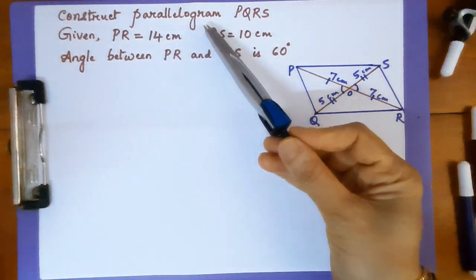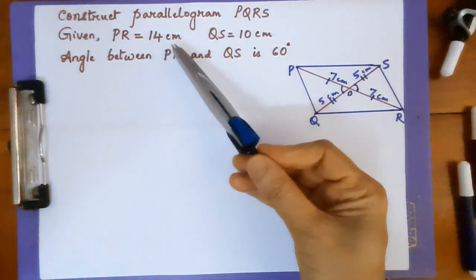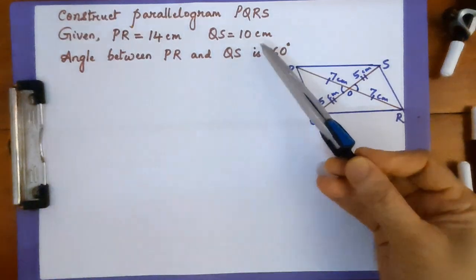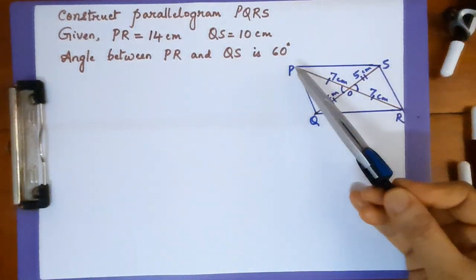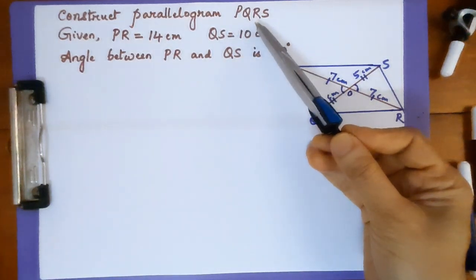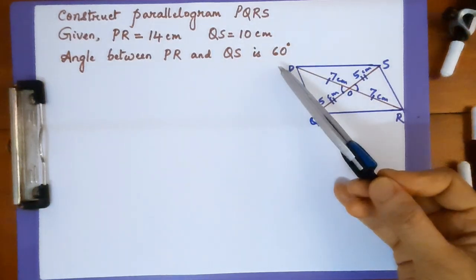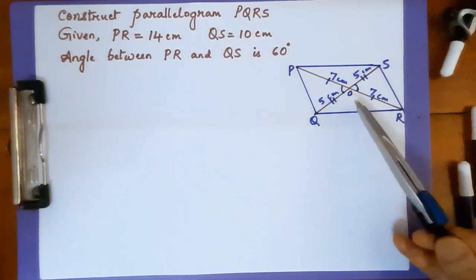Construct parallelogram PQRS given that PR is equal to 14 centimeter, QS is equal to 10 centimeter and the angle between these two is 60 degree. Observe, PR is a diagonal, QS is another diagonal and the angle between these two is given as 60 degree. So accordingly, let us draw the rough diagram.